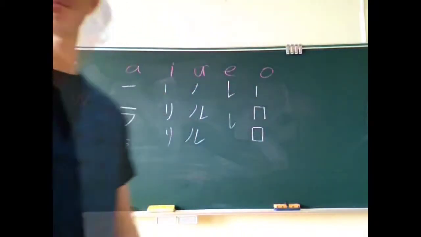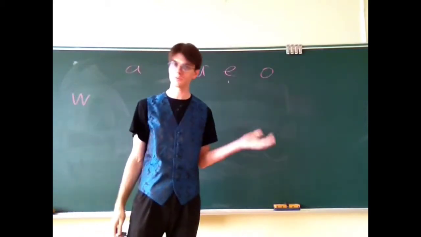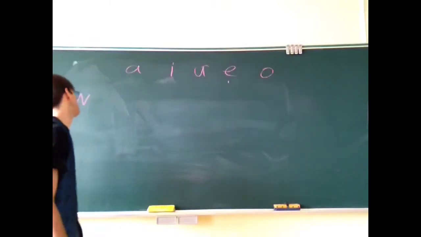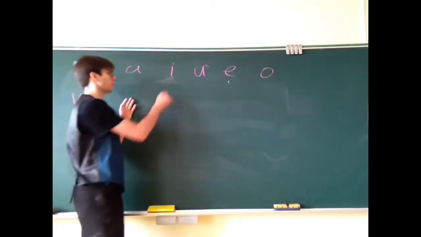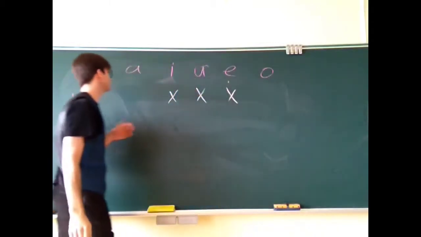Easy stuff. The W row. The W row has 2 of them in it, only one of which is actually ever used. The other one you will see in manga and all that sort of stuff. So we've got wa. We is not there, wu is not there, way is not there.